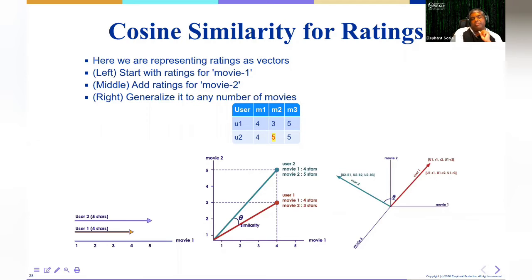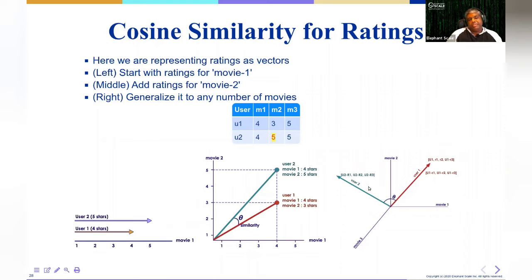Remember, when it comes to PCA, orthogonal vectors have nothing in common. Same idea here. It's called cosine similarity. Does that make sense, guys? This is what we are measuring to figure out how similar the users' tastes are.